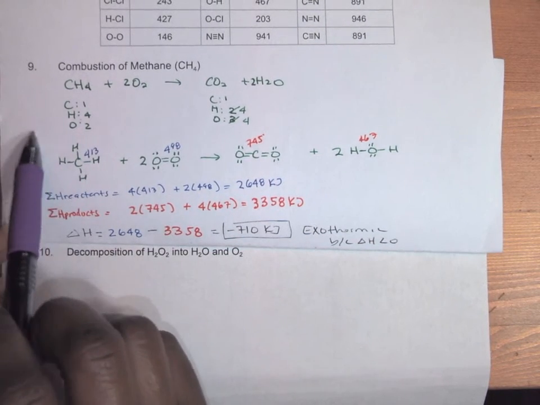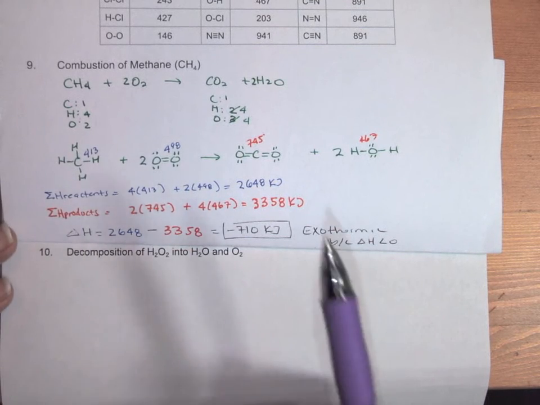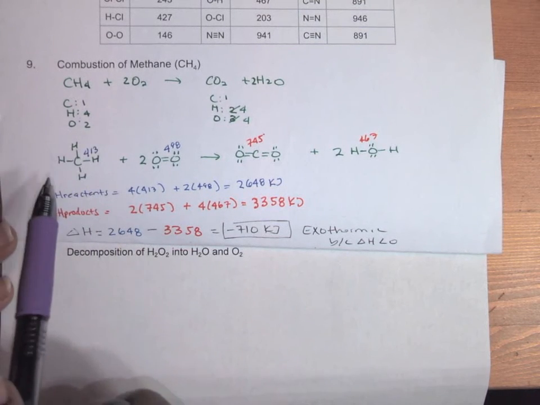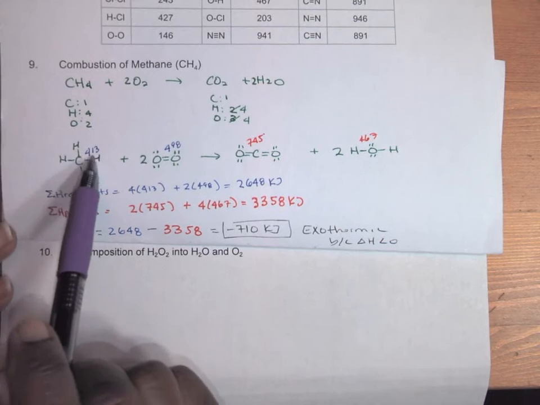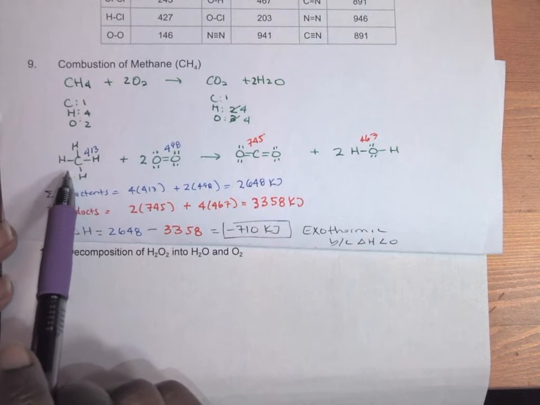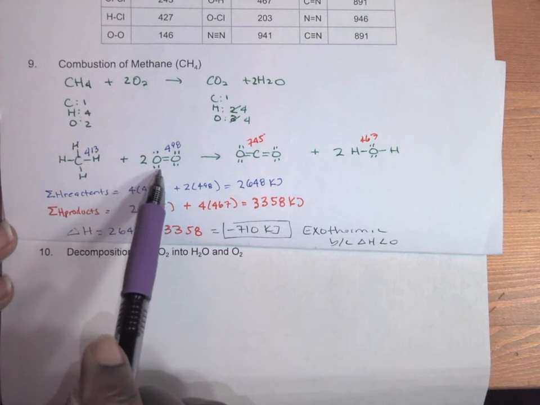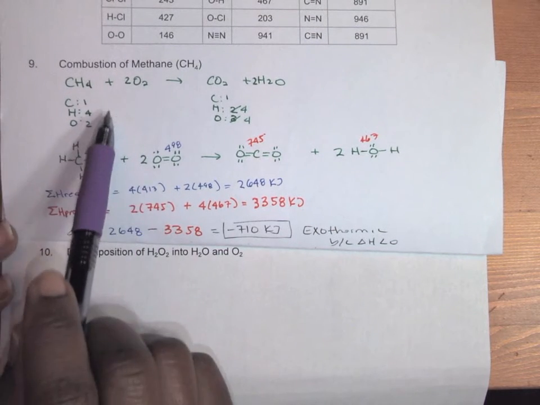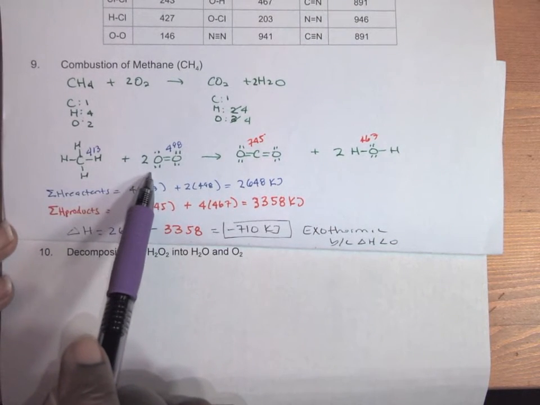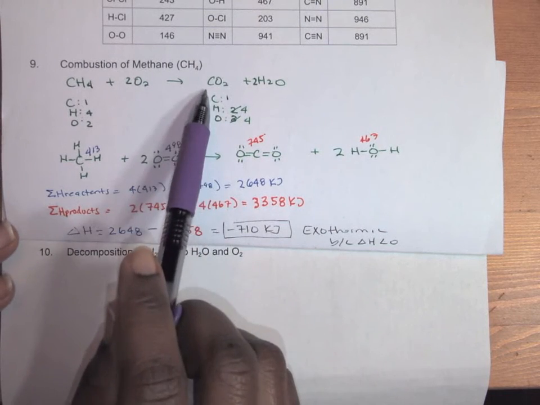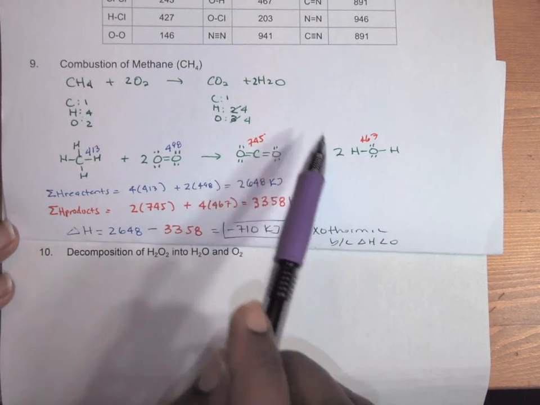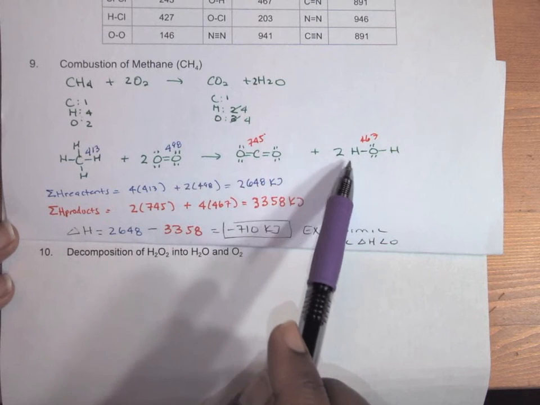Once I have this, the next step is to get the Lewis dot structures for all of the molecules. So the Lewis dot structure for CH4 is this one here, and you can see the types of bonds it has: carbon, hydrogen, single bonds. Lewis dot structure for O2 is this one here. And I don't forget to put the coefficient of 2 down because I have 2 oxygen molecules. The Lewis dot structure for CO2 is this one. And then the Lewis dot structure for water is this one here.